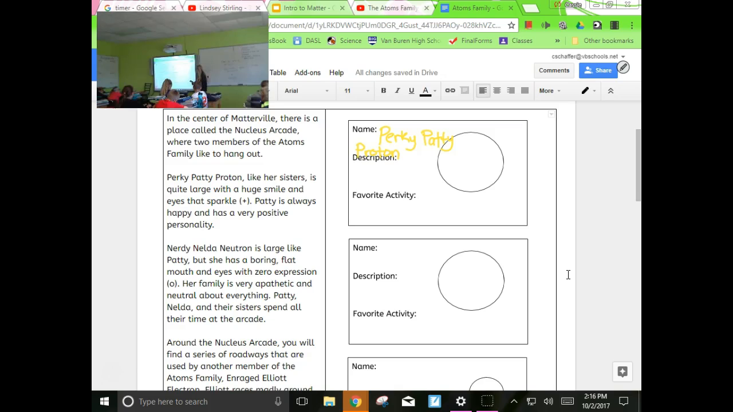Okay, so let's get back to our paragraph about Perky Patty Proton. You guys are going to want to listen for the description of her personality, her favorite activity, or where she's located, and then we're actually going to have to try and draw a picture of her. Okay, so I'm going to keep reading. Perky Patty Proton, like her sisters, is quite large with a huge smile and eyes that sparkle. Patty is always happy and has a very positive personality. So what would be the description of her personality? Kira? She's always positive and happy.